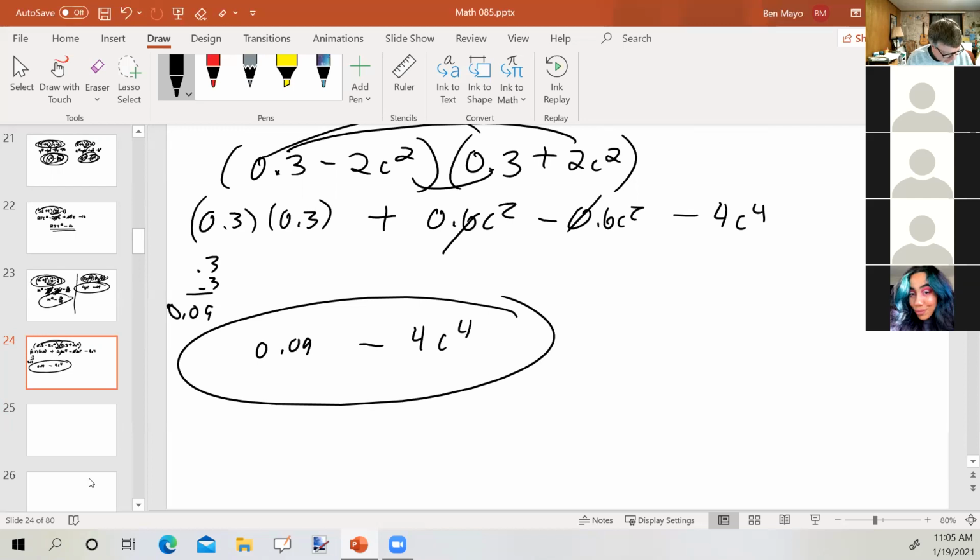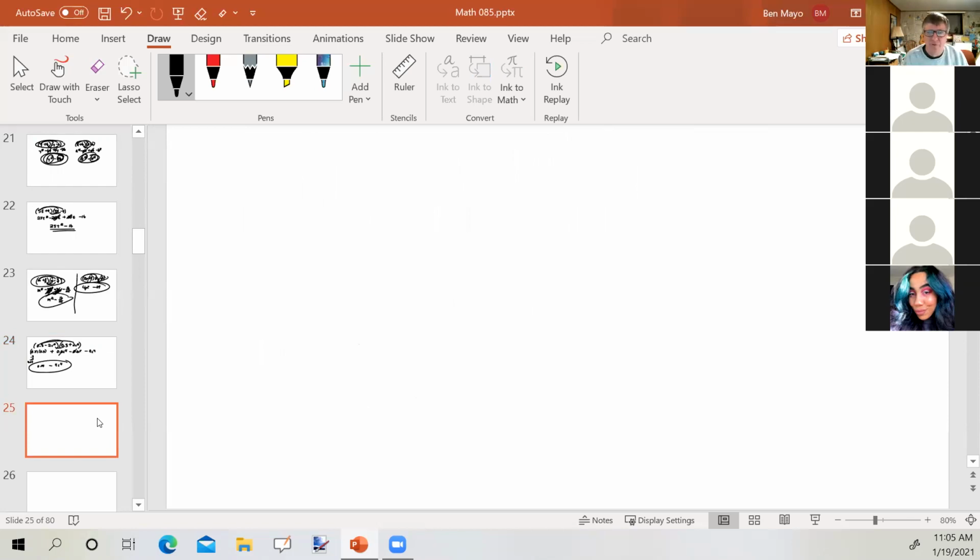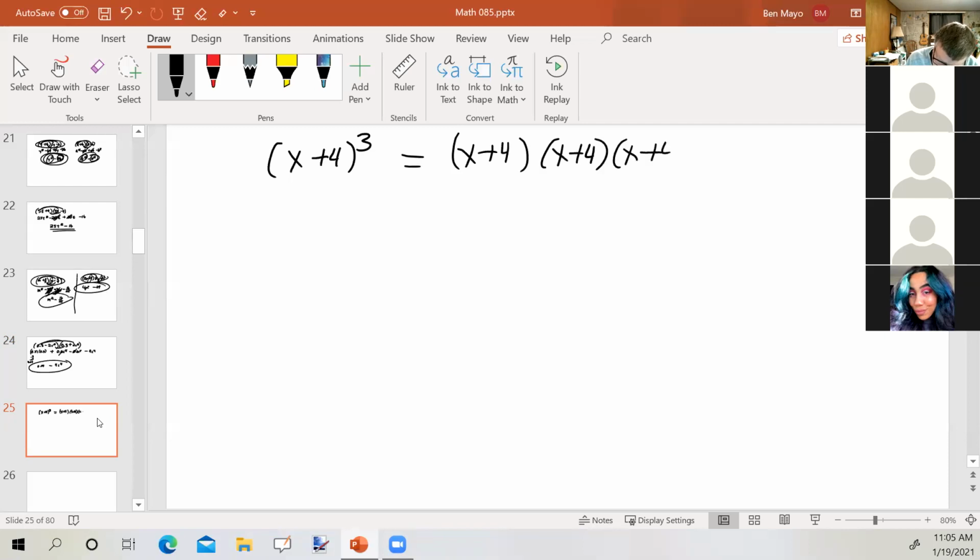Okay. Now we're going to expand it even further. We're going to have triplets instead of twins. Let's say we've got x plus 4 cubed. Again, this is not x cubed plus 4 cubed. That is wrong. This is x plus 4 times x plus 4 times x plus 4. We have 3 factors of the base. The exponent says how many factors of the base. So we've got 3 of them.